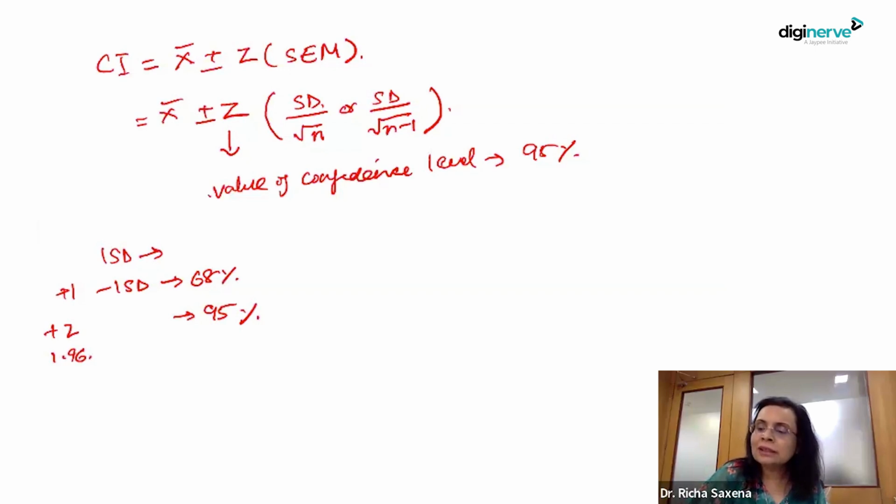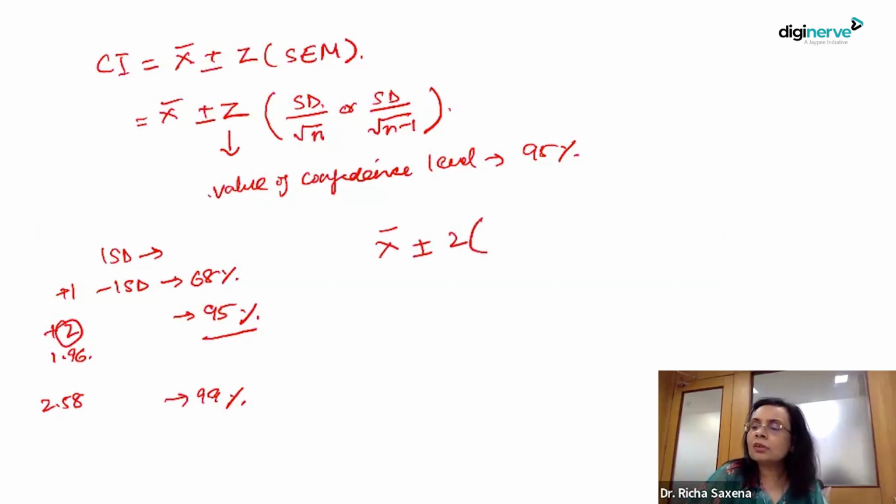So within +2 standard deviation and -2 standard deviation, 95% of the population will lie. And if it is 2.58, or you can say almost 3 standard deviation, +3 and -3 standard deviation, you will have 99% of the total population. Now, in this case, you are asking about 95% confidence interval. So Z value becomes 2. So this becomes mean plus or minus 2 into standard error of mean, which is standard deviation divided by square root of n.